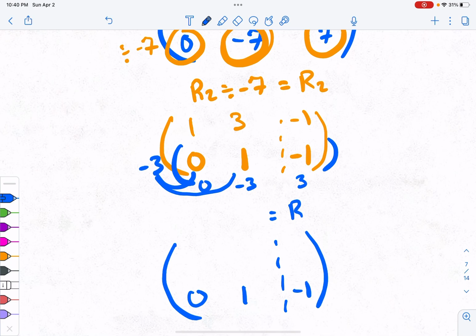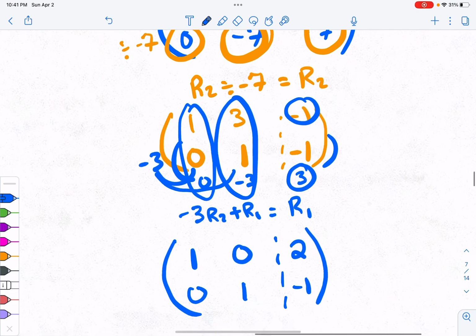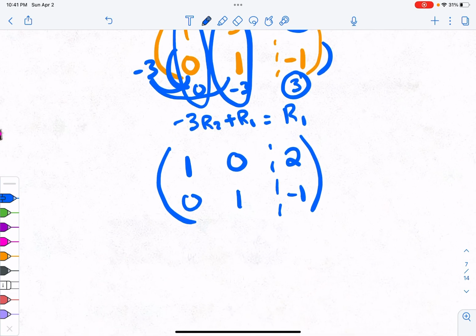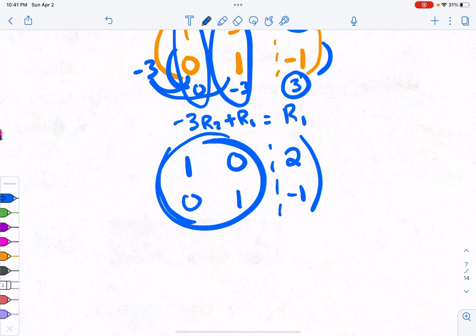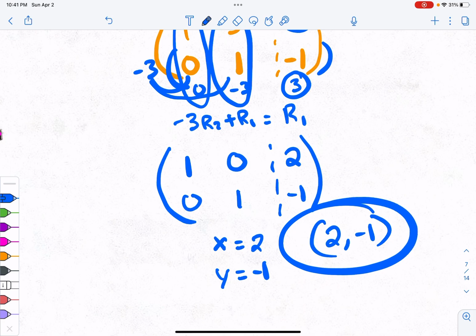I'm going to replace row 1 with -3 times row 2, and I'm adding that to row 1 and putting it back in row 1. So when I add those together, 1 and 0 becomes 1, -3 and -3 becomes 0, and -1 and 3 becomes 2. So that is what my matrix looks like when I'm done, and I know I'm done because I have the 1, 0, 0, 1 thing, and this says 1x equals 2 and 1y equals -1. So I have 2 comma -1. That is the solution for this guy.